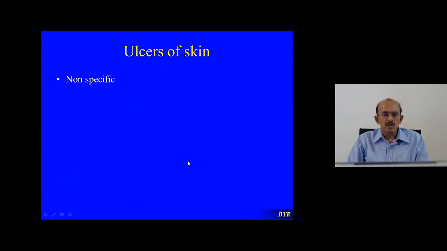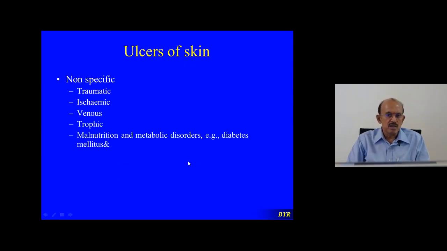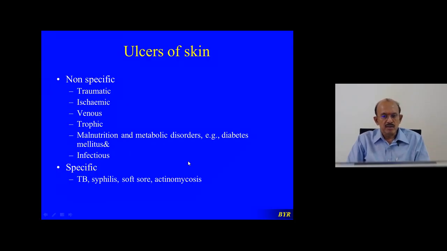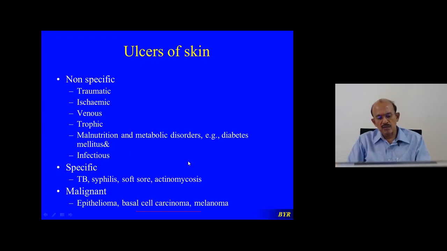Then ulcers of skin, non-specific: traumatic ulcers, ischemic ulcers, venous ulcers, trophic ulcers, malnutrition ulcers, and infectious ulcers. Specific ulcers are due to specific diseases like infection with tuberculosis, syphilis, soft sore, actinomycosis, or malignant ulcers: epithelioma, basal carcinoma, melanoma. So this is the classification of these skin swellings and ulcers.